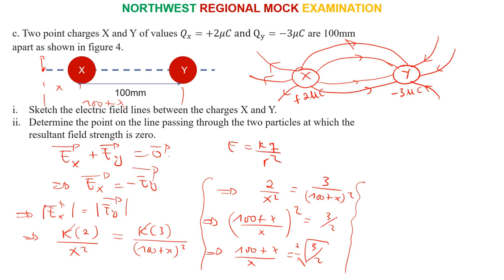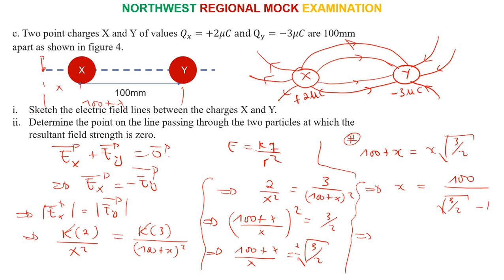Now let's compute x. Let's start with the plus, when it is positive. So we use the positive value. We have 100 plus x, cross multiplied, equal to x times the square root of 3 over 2. And so if you make x the subject, x will become 100 divided by the square root of 3 over 2 minus 1. So we calculate it.